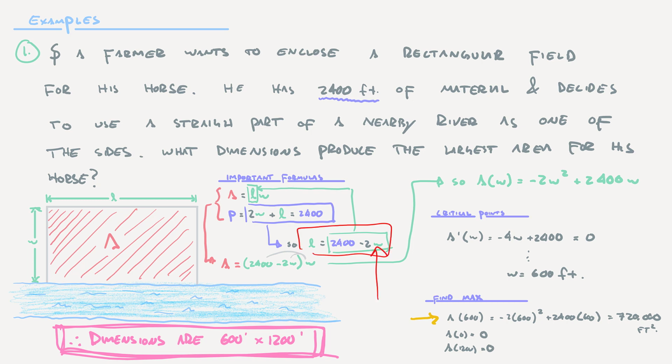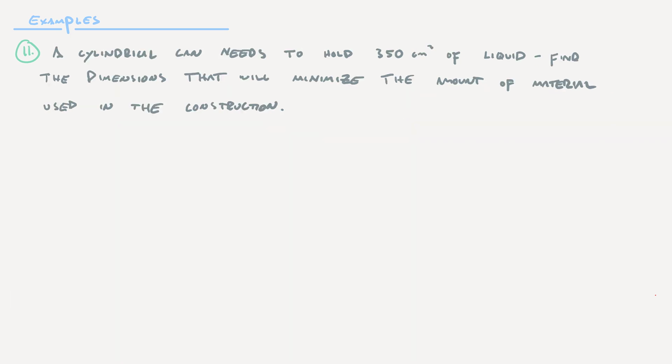So in fact, this is a rectangle whose length is twice the width. And that gives us the maximum area. By the way, in case you're wondering, and it doesn't really ask, but the max area would be 720,000 square feet. All right, example 2.